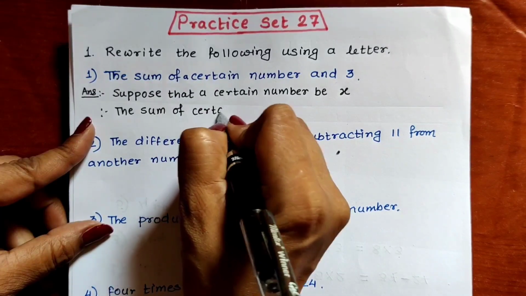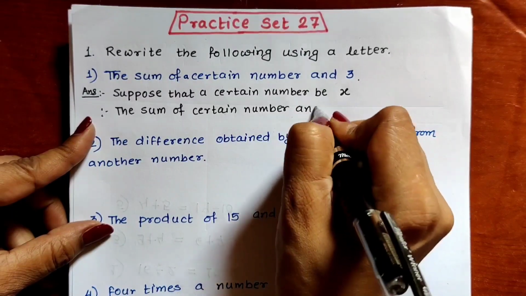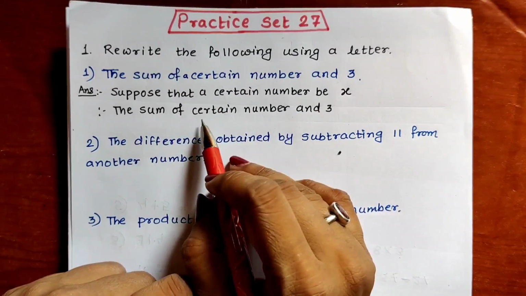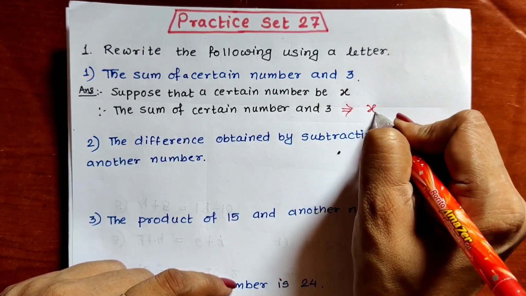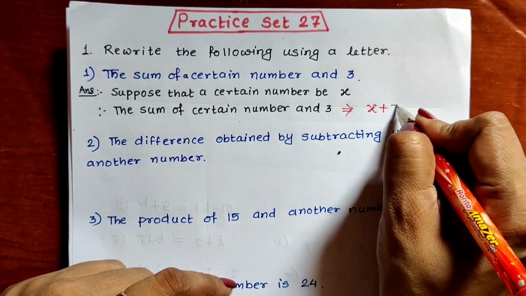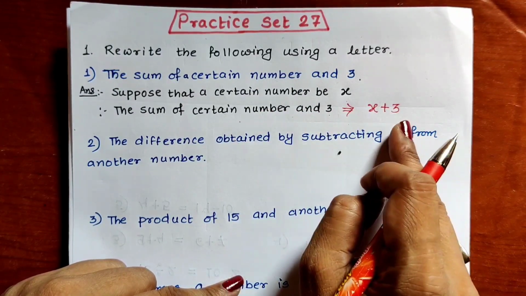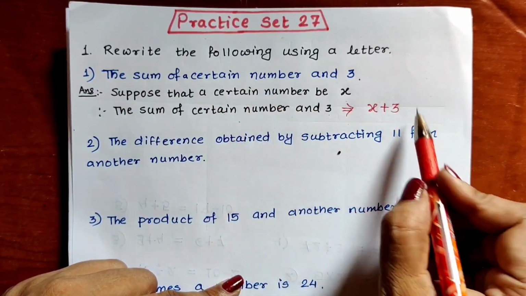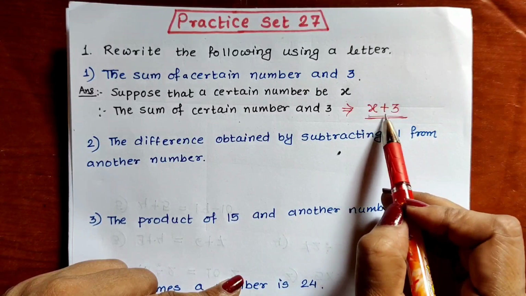of a certain number and 3. How can it be written? Certain number and 3, sum. Now we all know the certain number we have taken as X. So in place of this certain number we can write X, and plus, sum means plus, X and 3. That means X plus 3. The certain number is X and 3 we have written, and there is sum. Sum means total, X plus 3. So this sentence can be expressed in the form of an expression like this: the sum of a certain number and 3 is X plus 3.